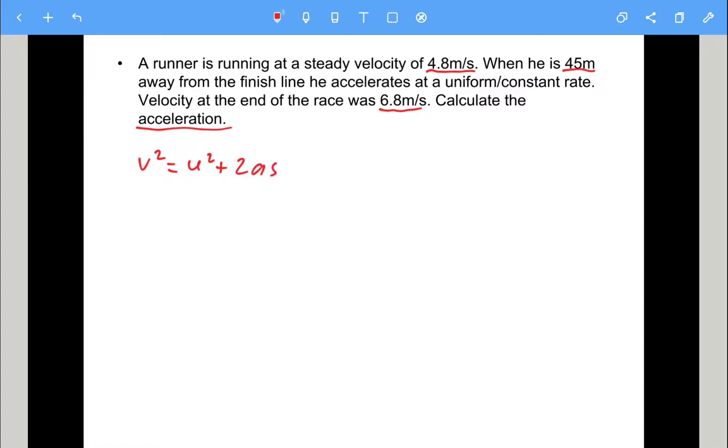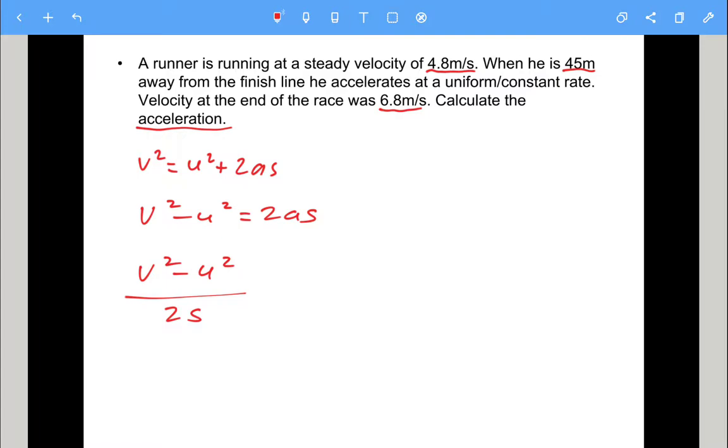And we need to rearrange initially to find the acceleration. So remember, we need to get rid of the plus u squared, so it's v squared minus u squared equals 2as. And then we need to find a on its own, so we need to get rid of the times 2 times s, so we need to do the opposite and divide. So it's v squared minus u squared divided by 2s.